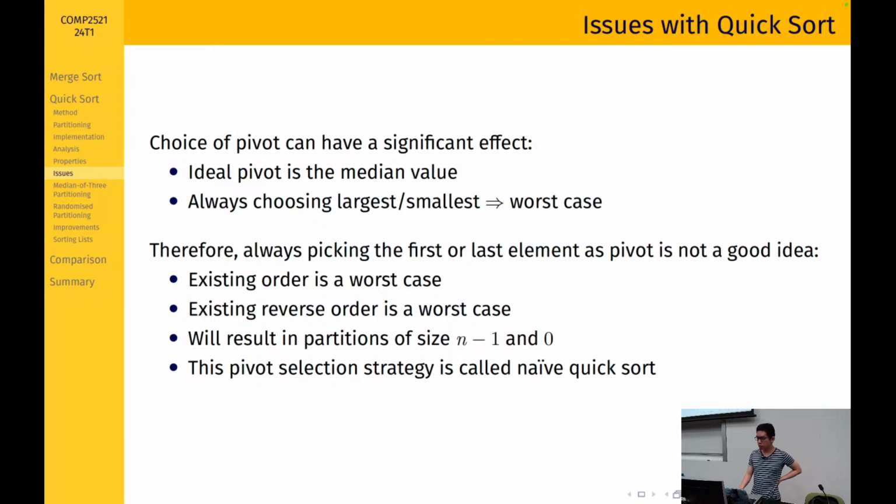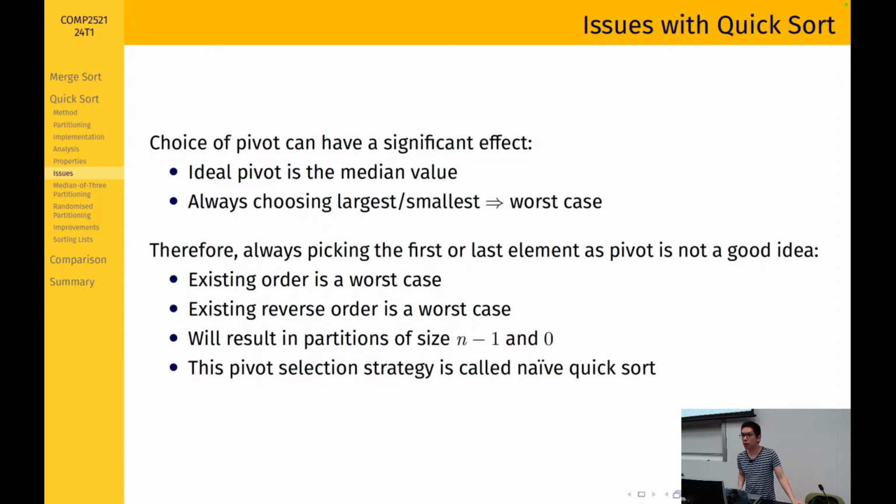And also, the strategy of choosing the first element, the leftmost element, as the pivot is actually not really a good idea in practice. That's because in the real world, sorted inputs or nearly sorted inputs are actually quite common. So existing order is a worst case because when you choose the leftmost element, you're picking the smallest element as a pivot. Even reverse order is a worst case because you're picking the largest element as the pivot. And in both of these, you'll end up with partitions of size n-1 and 0, so very unbalanced.